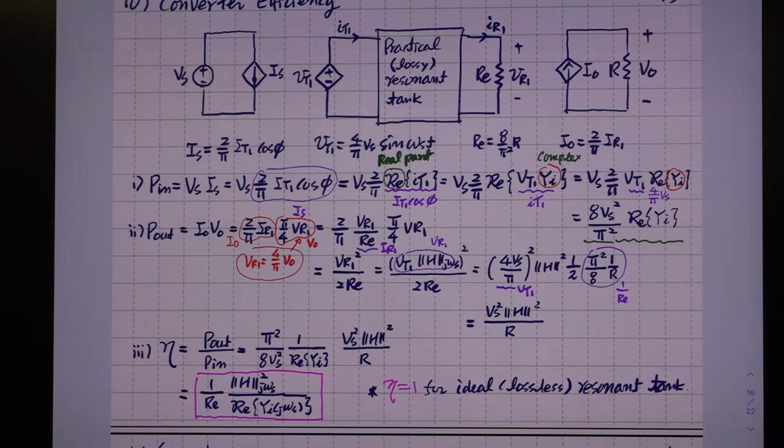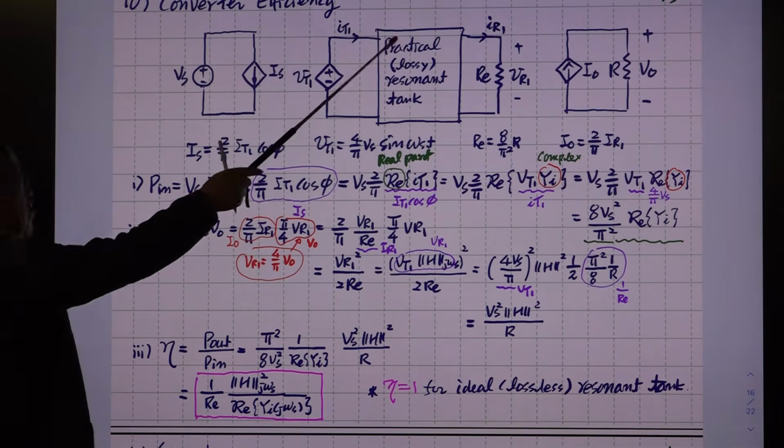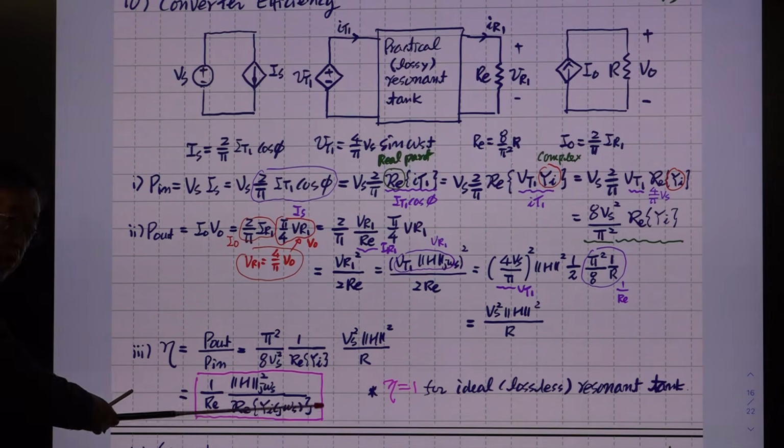Obviously, efficiency is 1. That is so obvious. You are assuming everything ideal. But if there is some parasitic resistance here, this formula will provide you a good approximation of the efficiency of the entire DC-DC converter. And this result is applicable to any series resonant converter.